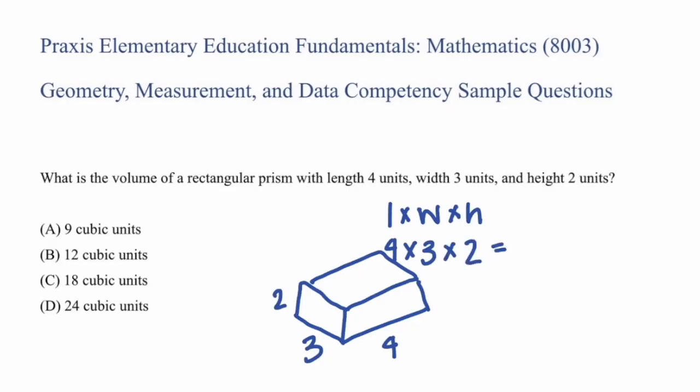And that would get us to 24. And you always want to make sure to add your units. We're going to go ahead and say D is our answer, 24.